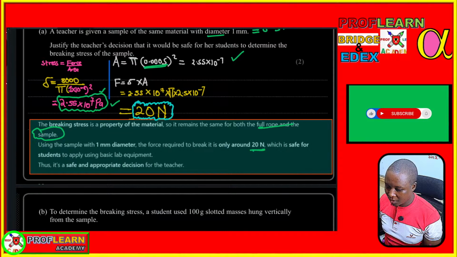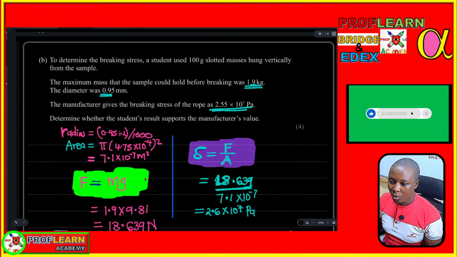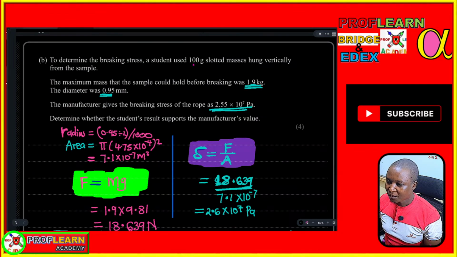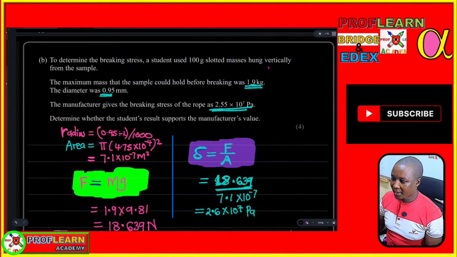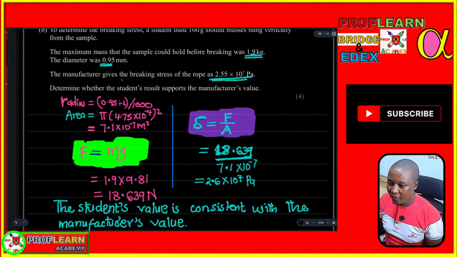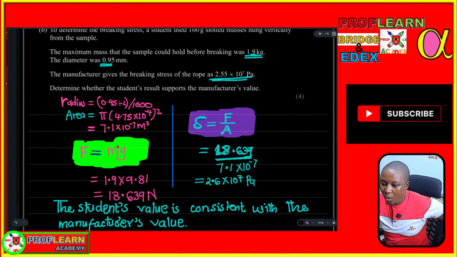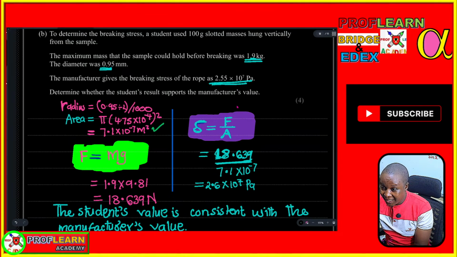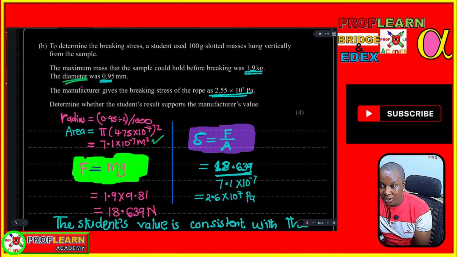Moving to the last bit of the question that was asked. To determine the breaking stress, the student used 100 gram slotted masses hung vertically from the sample. The maximum mass the sample could hold before breaking was 1.9 kilograms, and the diameter was 0.95. The manufacturer gives the breaking stress to be 2.55 times 10 to the power 7 pascals. So we were supposed to work out the area, and you need to remember you are given the diameter.